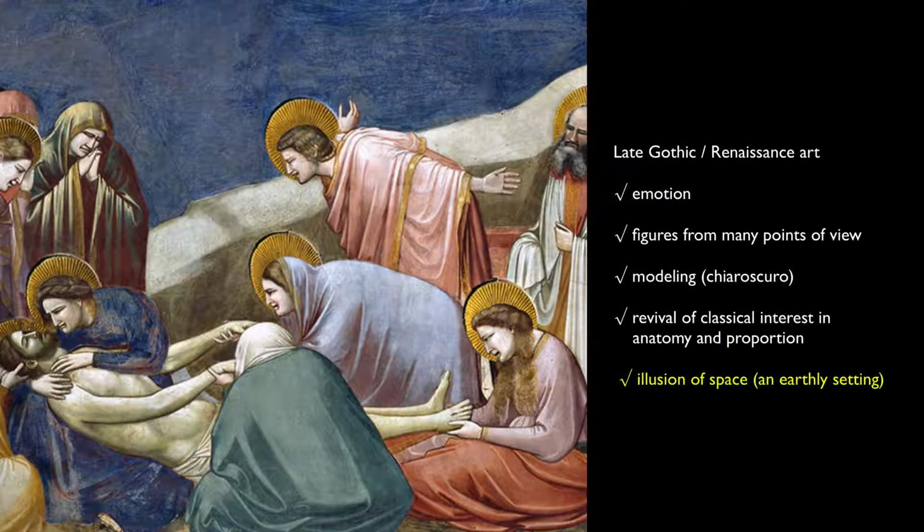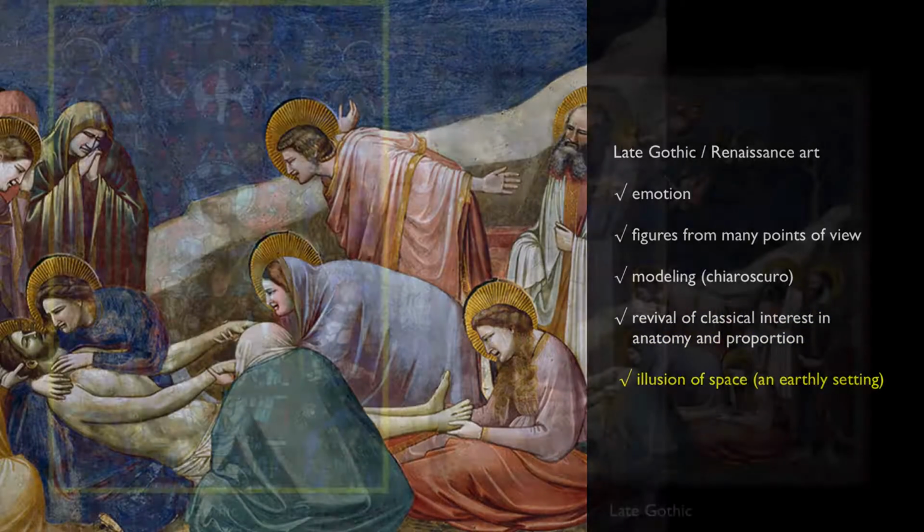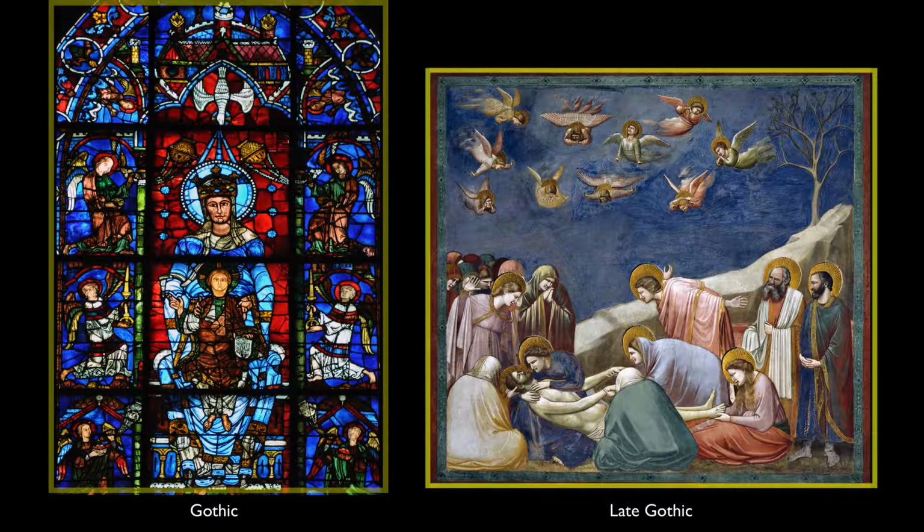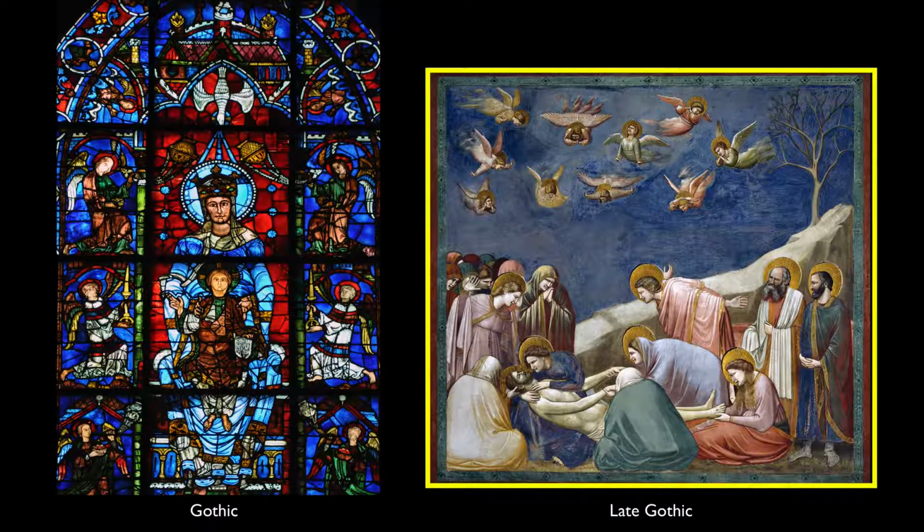One other important change is that we're now in a landscape. At Chartres, we were in a heavenly sphere. We had this marvelous red background. But here we see a bit of a hill, we see a tree, we see a sky. What we're seeing is an increased interest in placing Christ on earth.